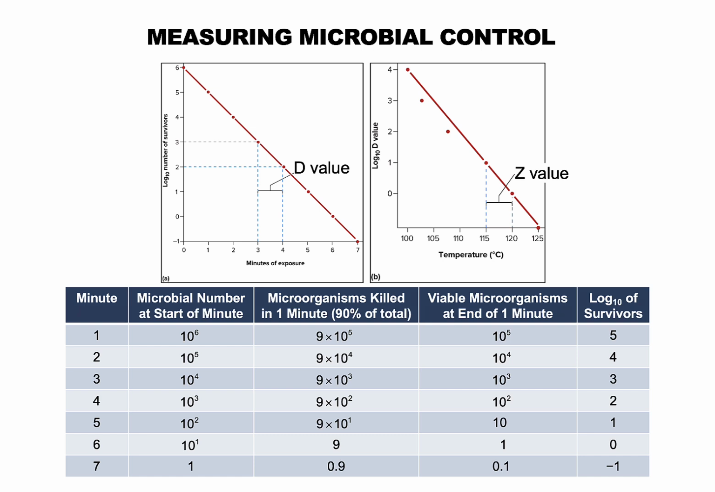The table below shows a typical example of minutes of exposure and the microbial number at the start of the minute, and the microorganisms killed in 1 minute, or 90% of the total. And this is the viable microorganisms at the end of 1 minute. And this is the log 10 of the survivors. So when you're calculating the D value, just remember that it is the 90% of the death, which is one order of magnitude in the logarithmic scale.